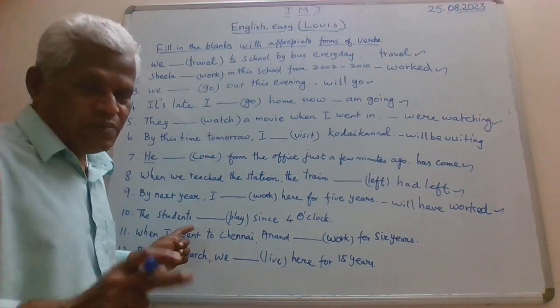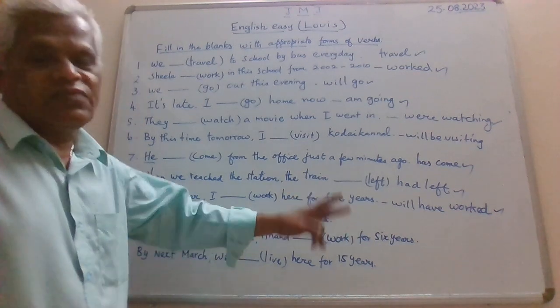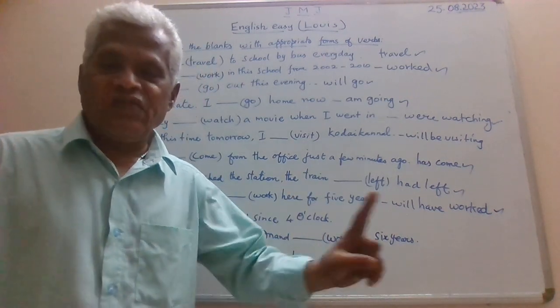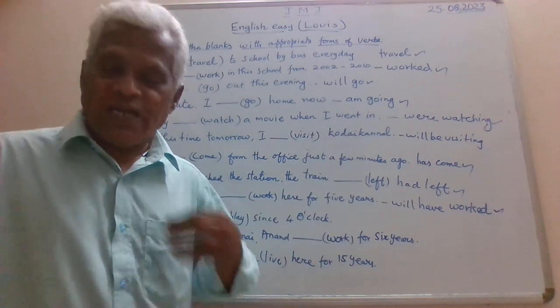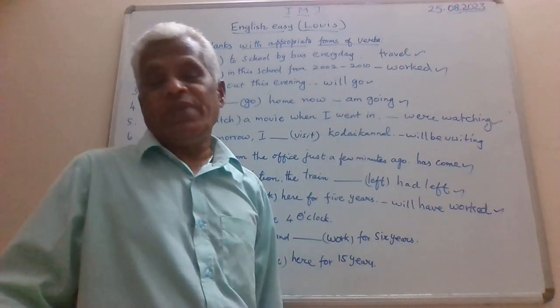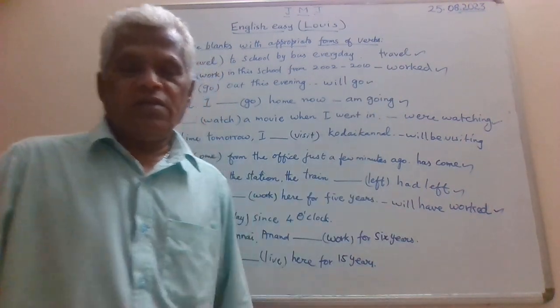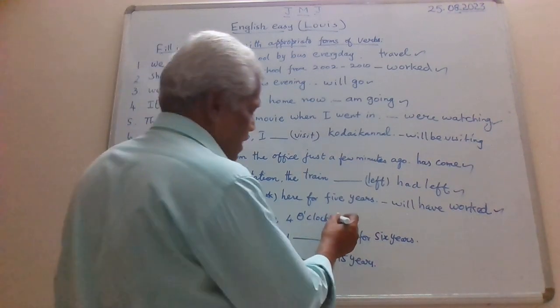What is present perfect continuous tense? Students have been playing since 4 o'clock. Have been playing. So they started to play at 4 and still they are playing. An action that is still being continued. So present perfect continuous tense. So what is the verb here? What is the answer?